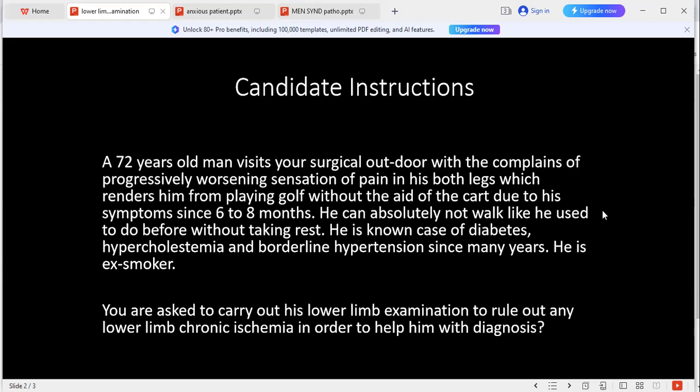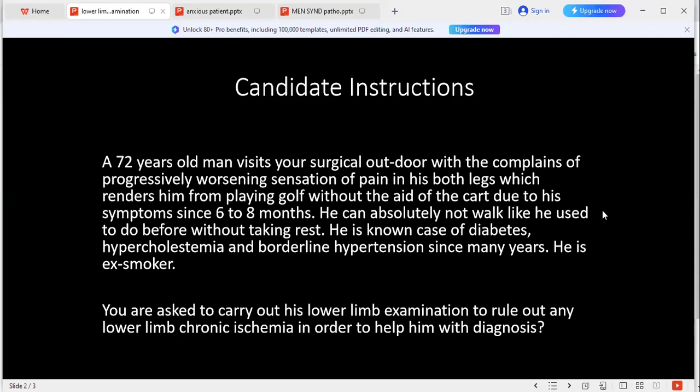So if you have read and understood the clinical examination station, kindly tell me how you would examine. Hello, I'm one of the exam candidates. May I confirm your name and age, please? Yes, I'm Smith, 72 years old.